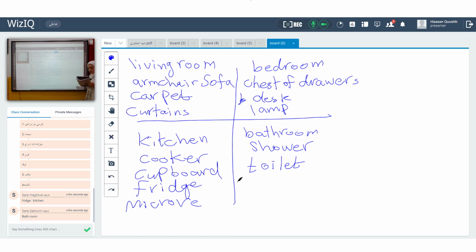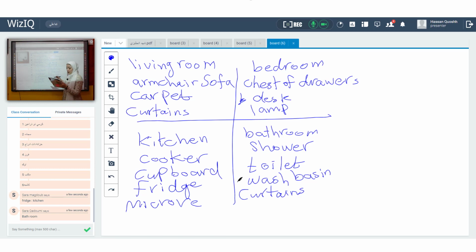Now, wash basin. We bought it in the bathroom. Wash basin. Nice. We can also put curtains in the bathroom. Curtains, sorry. We can put curtains in the bathroom. We can put them in another way.